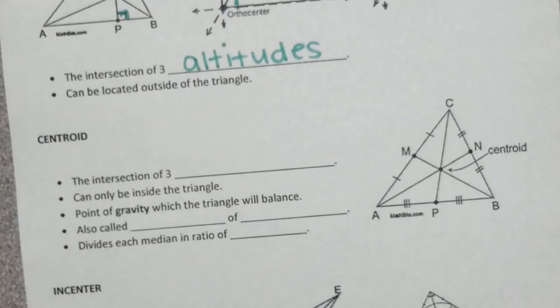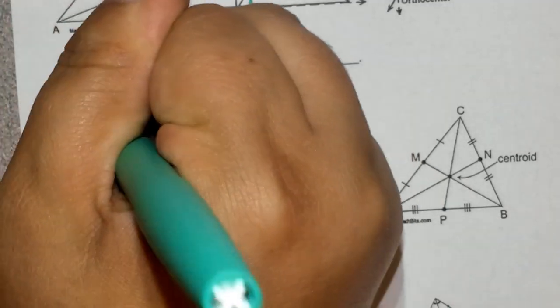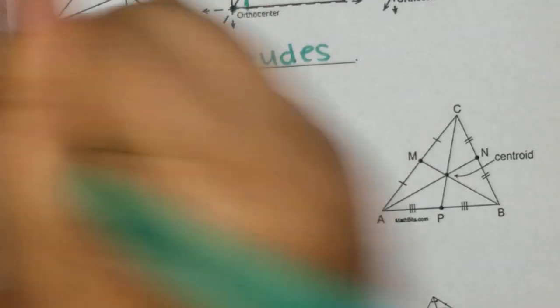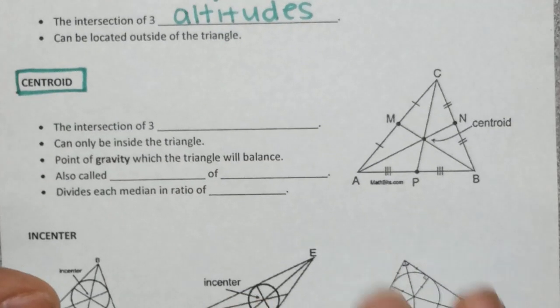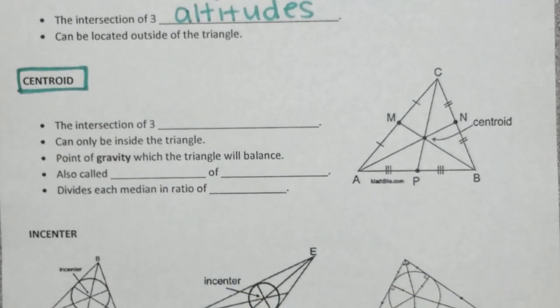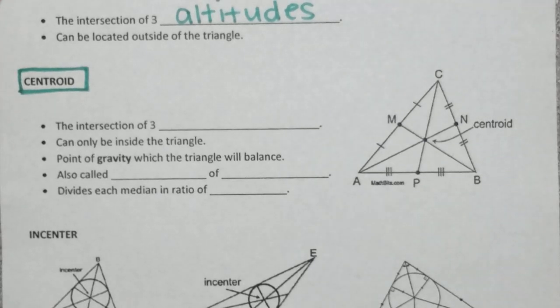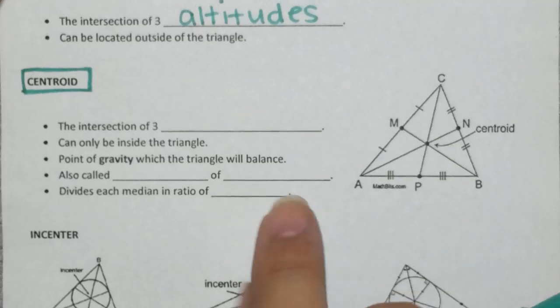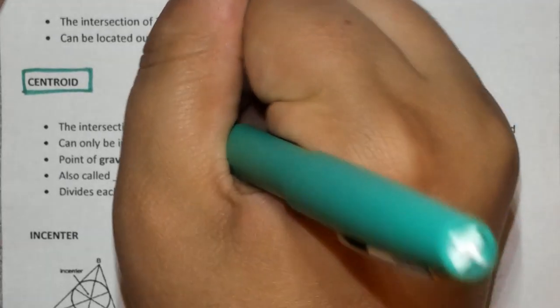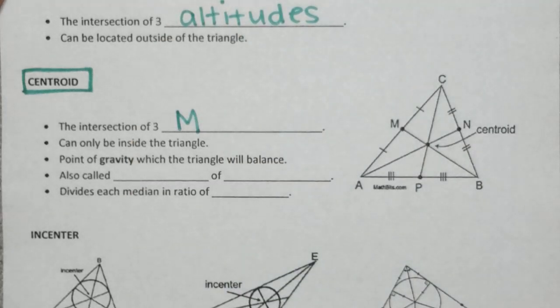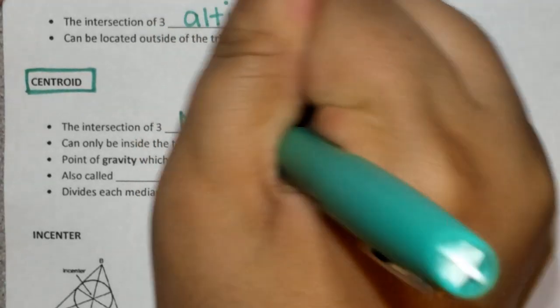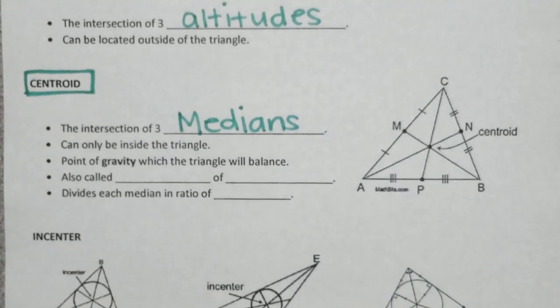Next one is centroid. Everybody say centroid. Centroid is probably the one that is most used in my opinion. And looking at this picture, does anybody want to guess what a centroid is? It's the intersection of 3 midpoint segments. What was it called when we just had tick marks? Medians. Centroid is the intersection of 3 medians.